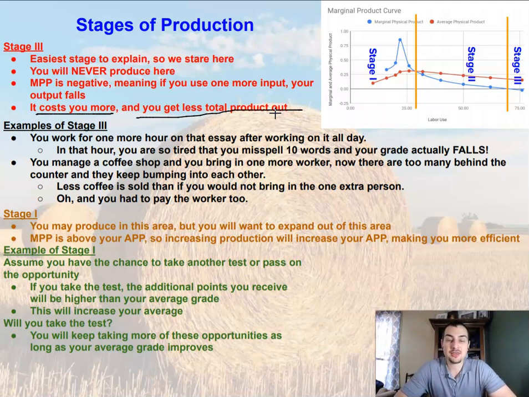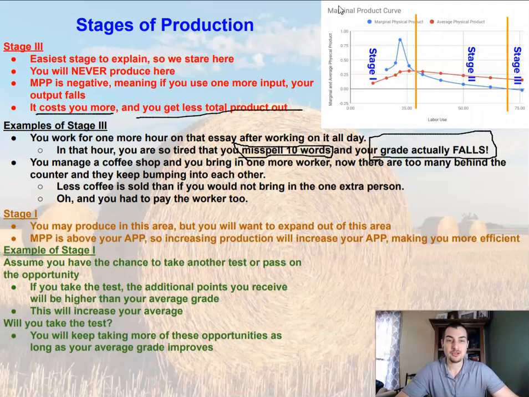So let's actually think about this for a second. An example of stage 3, let's say you work for one more hour on that essay that you've been working on all day. You had an essay for an English class, you had a project for a class, you've been working on it all day, grammar is important, and in that last hour that you work on it, you actually misspell 10 words, and those 10 words that you misspelled causes your grade to actually fall. So essentially, you spent an extra hour on it to make your grade lower. Are you ever going to do that? Just think about that in real life. Are you ever going to put in more effort to come out with a lower outcome than something if you would have just stopped sooner?